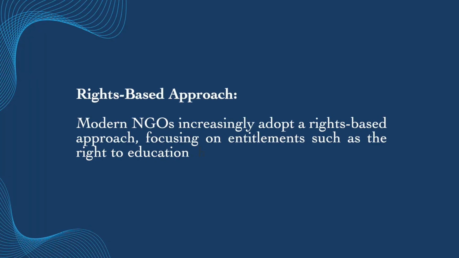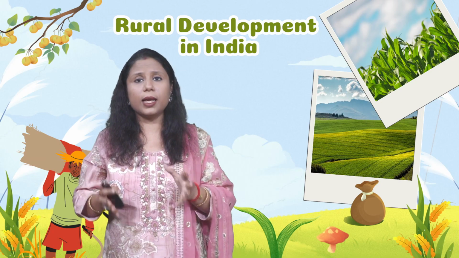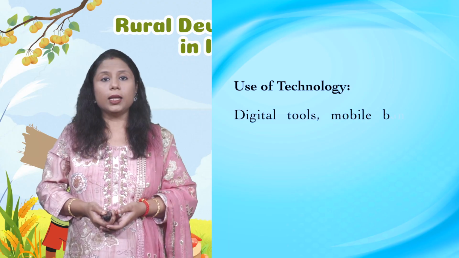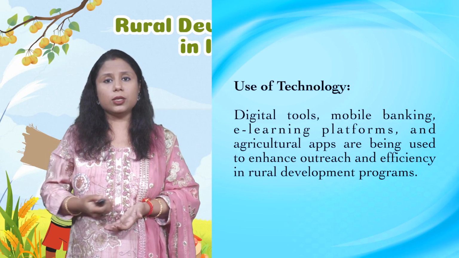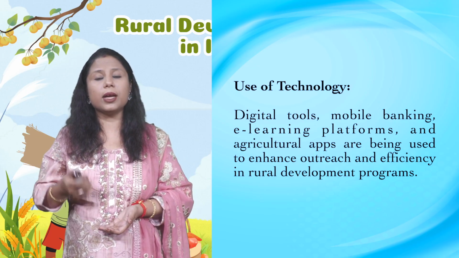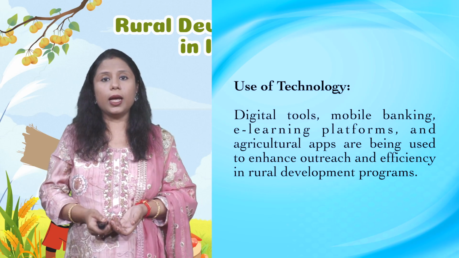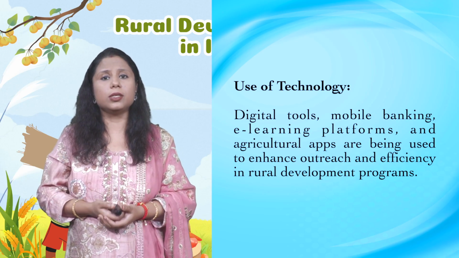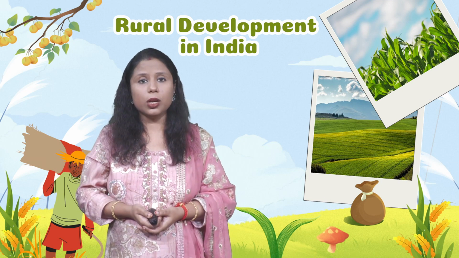Then, another approach adopted by NGOs is the rights-based approach, where we see that modern NGOs are increasingly adopting a rights-based approach, and they are fighting for entitlements. They are focusing on the right to education, health, food, information, and so on. So they are advocating for the rights of the rural population, and thereby contributing to their socio-economic well-being. Then NGOs also use technology like digital tools, mobile banking, e-learning platforms, and agricultural apps to enhance their outreach, reach the rural population, and ensure efficiency in rural development programs. So that is another strategy.